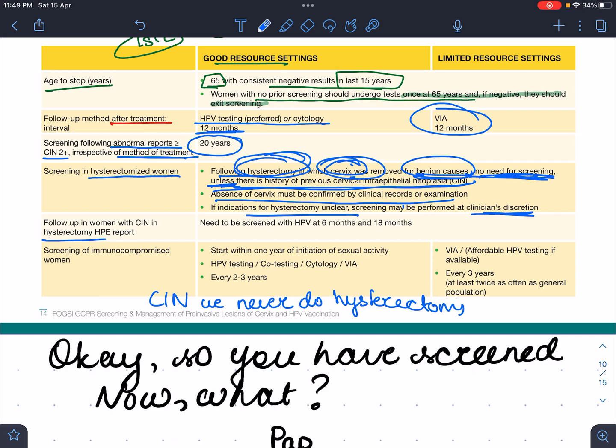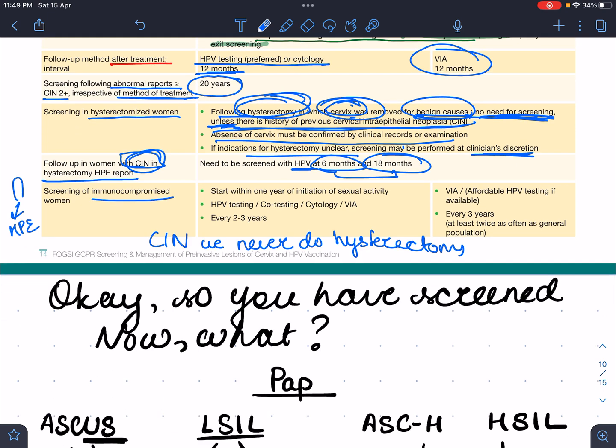In women where hysterectomy was done and CIN comes, because that uterus you would send for HPE, right? And in that maybe CIN came. So you have to do HPV DNA at 6 months and 18 months, and if negative you can stop. In immunocompromised women, you start within 1 year of onset of sexual activity. You can do any of these, and you have to do every 2 to 3 years. If VIA, or if you can afford it, HPV testing is actually preferable, and it's written every 3 years, but you try to do it twice as often as the general population. So if you're calling somebody every 3 years, you can maybe call them at around 2 to 3 years interval. Now, okay, we have screened.